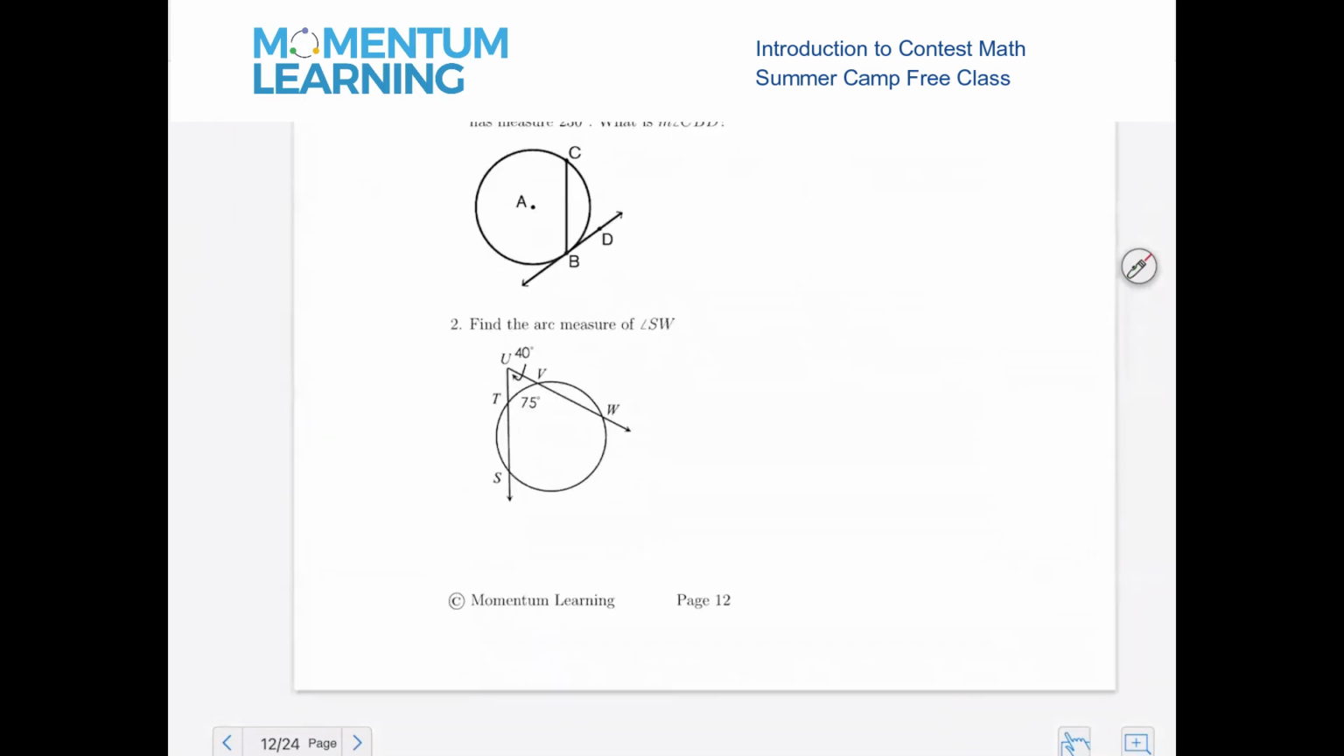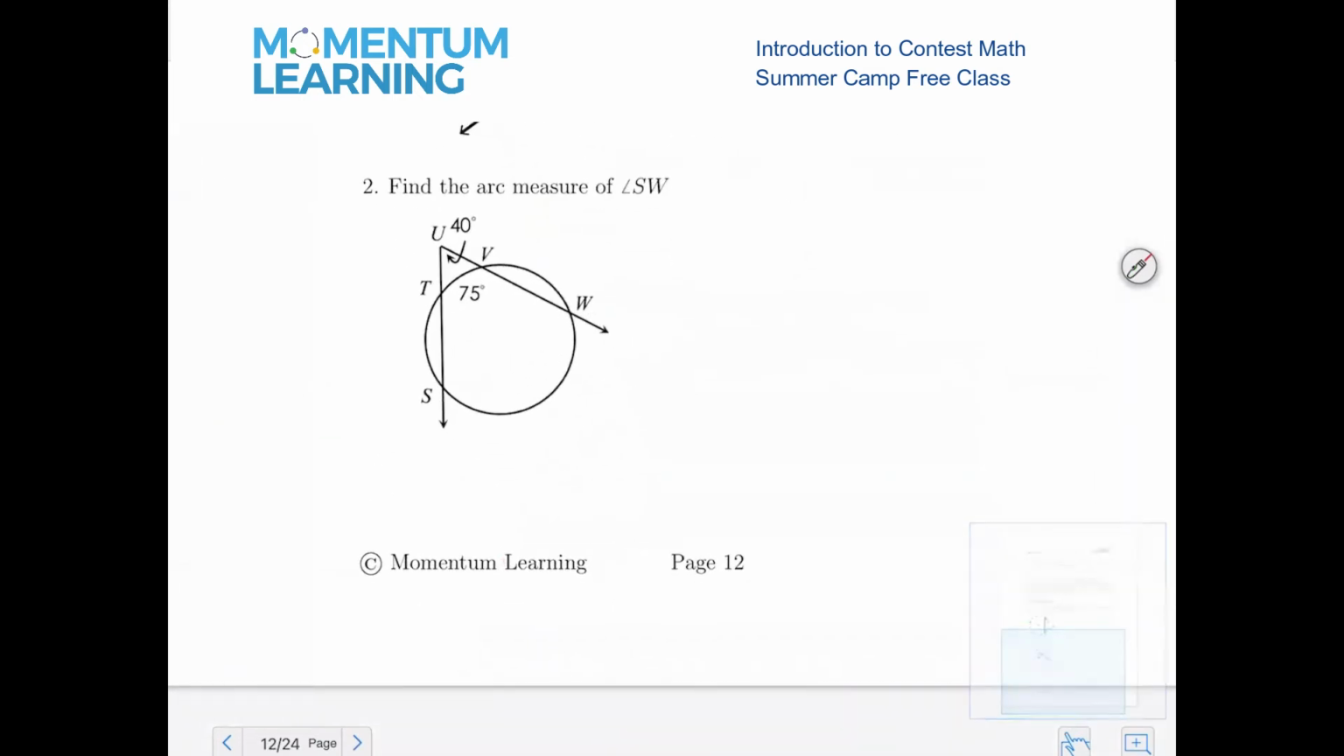And now we go over the in-class exercises. For instance, let's look at number 2 here. We are given that arc VT is 75 degrees and angle VUT is 40 degrees. The question is asking for arc SW. Now we know that the secants intersect outside the circle at point U. Therefore, we can apply the formula right away.